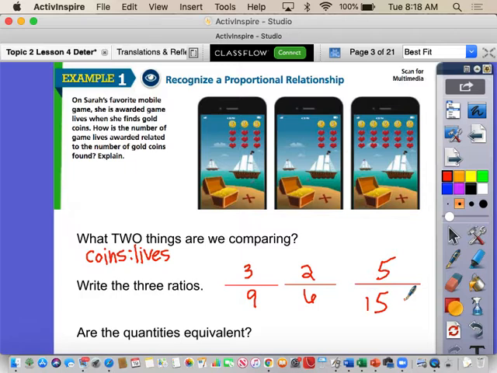Yeah, in each one, we're multiplying the number of coins by 3 to get the number of lives. So 3 times 3 gives us 9 for our first ratio. 2 times 3 gives us 6. And 5 times 3 gives us 15. So all those ratios are equivalent because all of them, she earns how many lives per coin? 3. For every coin that she finds, she earns 3 lives. So I'm just going to say, yes, 3 lives per coin. So they've got that same relationship in all three ratios.